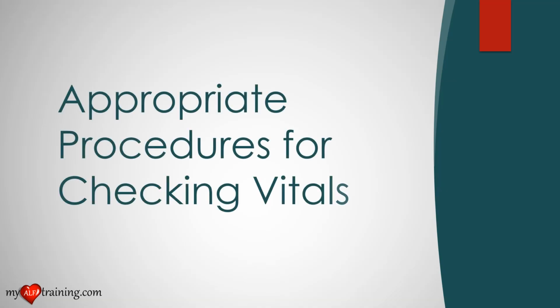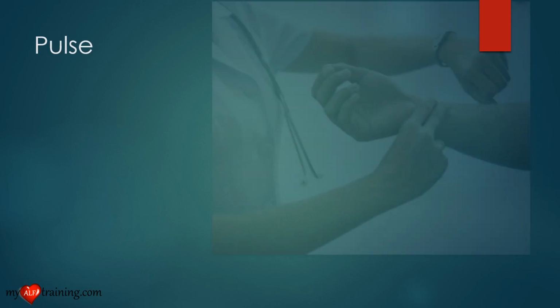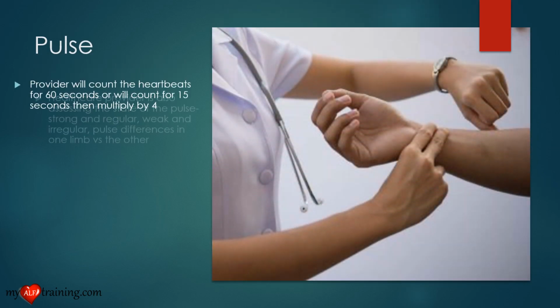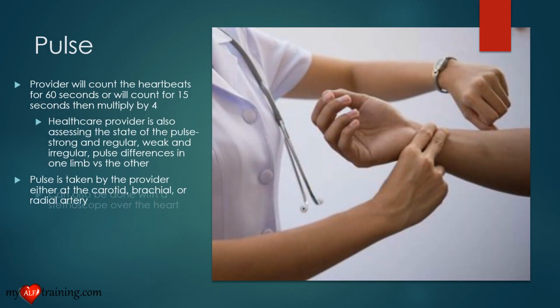Let's now go over appropriate procedures for checking vital signs. When taking a pulse, the provider will count the heartbeats for 60 seconds, or will count the heartbeats for 15 seconds, then multiply by 4. Healthcare providers are also assessing the state of the pulse, whether it's strong and regular, weak and irregular, or maybe pulse differences in one limb versus the other.